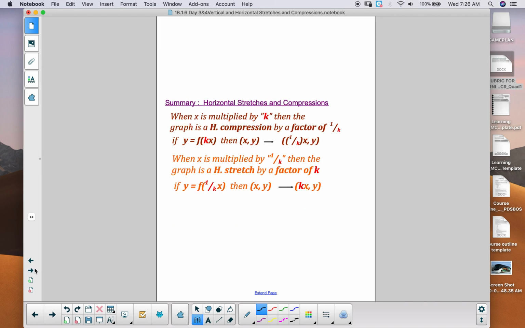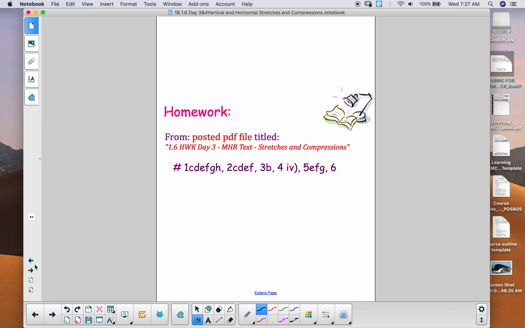So in summarizing, when x is multiplied by a k value, then there is a compression of 1 over k. Okay, so that's what you will remember. Whatever the k value, so if the k value is 2, then the stretch is 1 over 2. If the k value is 1/2, then the stretch becomes 2 times that. Okay, so that is the homework for horizontal stretches and compressions. That brings us to the end of this lesson.